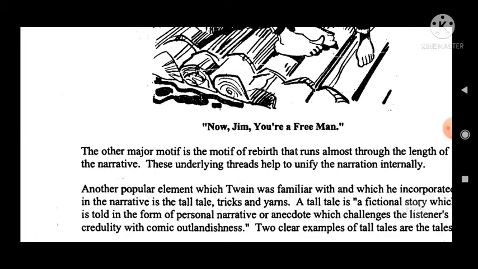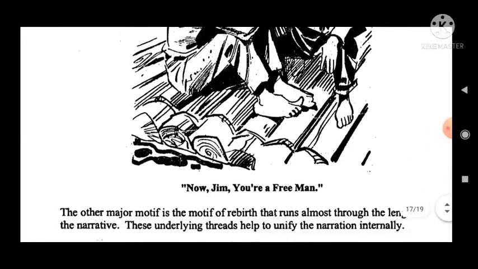Here it is. Now Jim, you are a free man. Here it is, a picture you can see. Now Jim, you are a free man.